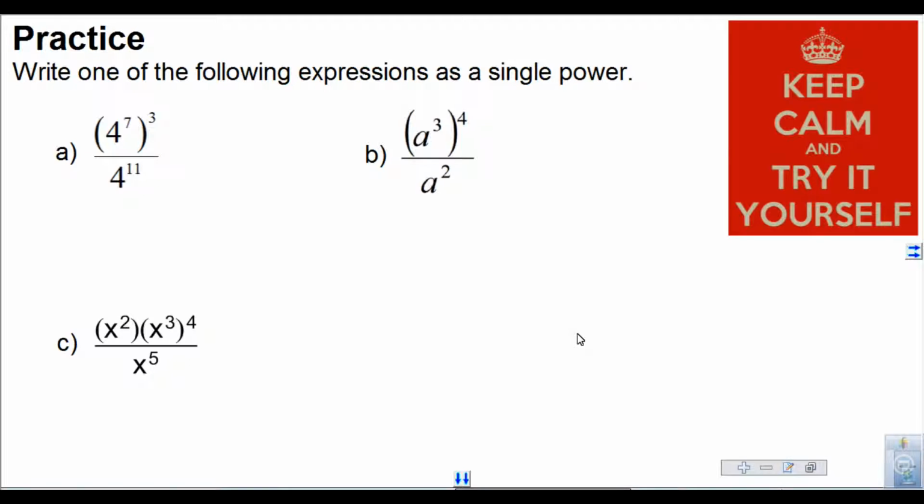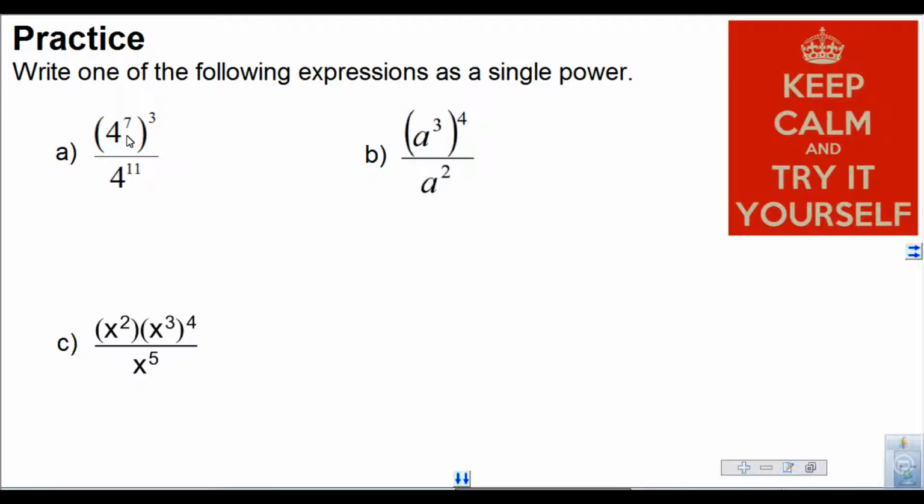All right, what I'd like you to do is to try these 3 questions. You're going to pause the video, apply the exponent rules, express them as a single power, and then when you're done, you're going to press play and you're going to check them out. So right now, just pause it and give these 3 questions a try. Okay, good luck. All right, I hope you have tried them out.